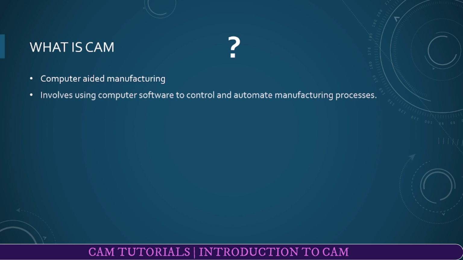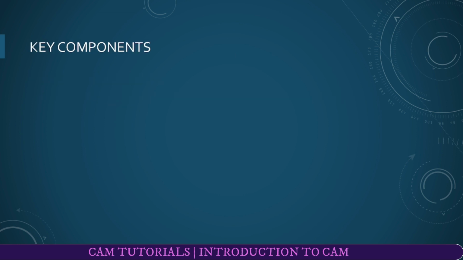which generates its manufacturing process paths, which we call the codes. We'll study that in detail, how you can completely generate your part's or product's G and M codes for CNC machining. Okay, so what are the key components of CAM?